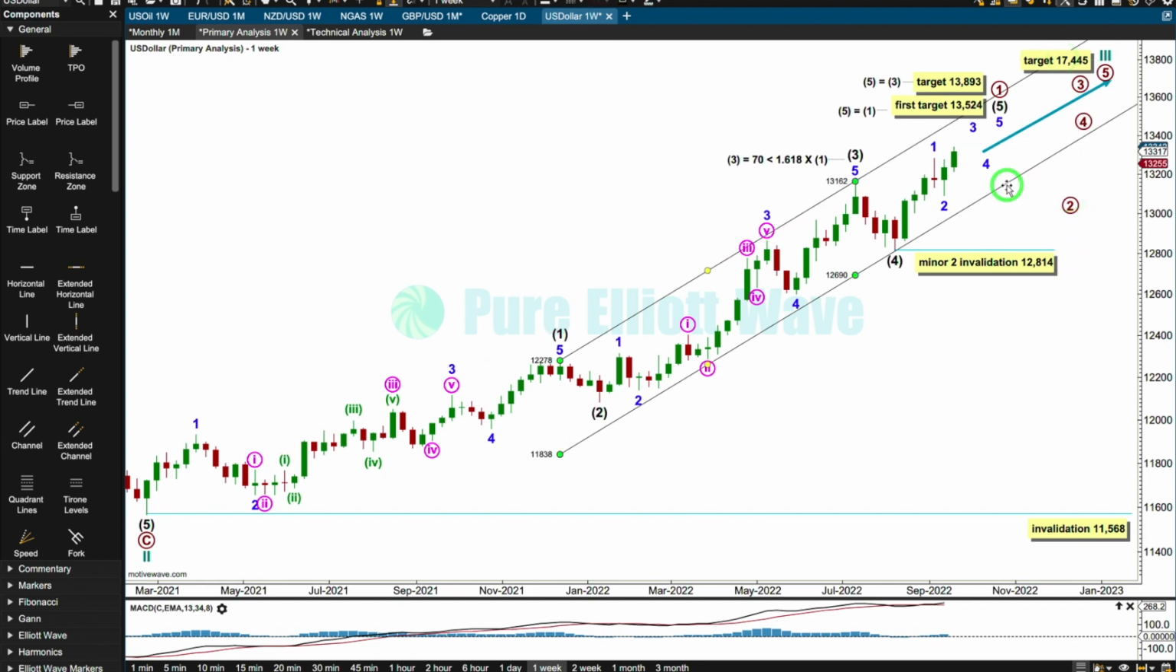I would expect primary 2 to break out of the channel that contains primary wave 1. And when the channel is breached to the downside, that would be a really good indication that primary wave 1 is over and primary wave 2 may then be underway.